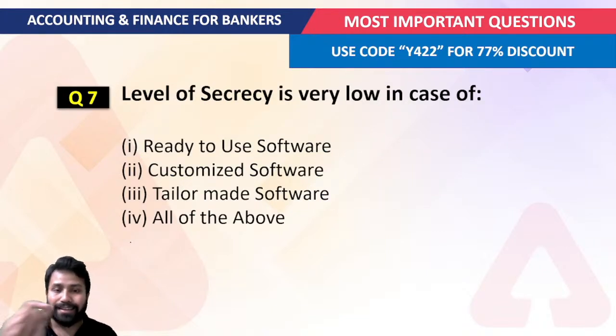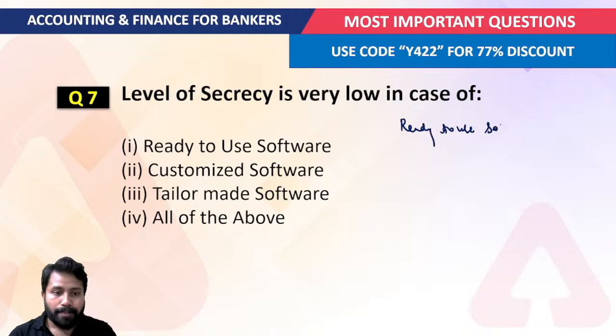Level of the secrecy is very low in case of, look, we just understood about the three softwares, that is ready to use software, that is customized software, that is tailor-made software. What I told you about that, the correct answer that should be the ready to use software. What I told you, ready to use software that is easily available in the market.